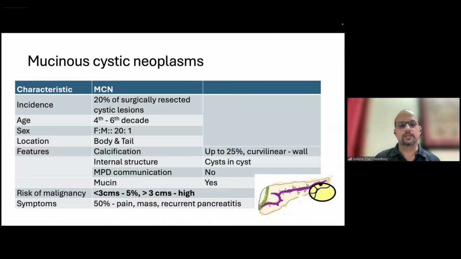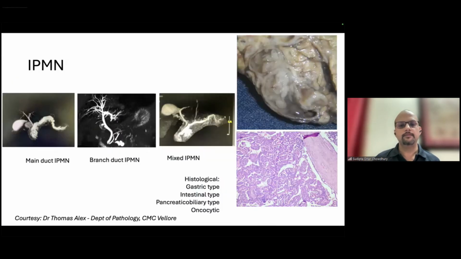They contain dense mucin. Now, if you look at the risk of malignancy, for lesions less than 3 centimeters, the risk is only 5%. However, for lesions more than 3 centimeters, the risk is high. Some of them are asymptomatic and they present with pain, mass, or recurrent pancreatitis.